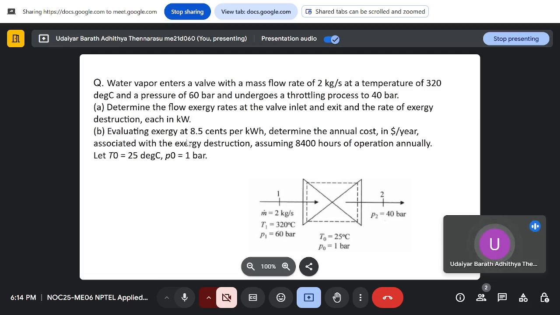Next, evaluating exergy at 8.5 cents per kilowatt hour, determine the annual cost. Here the problem is given in dollars per year, where 100 cents is $1. For simplicity, we can say 8.5 paise and rupee, because 100 paise is 1 rupee. Assume 8,400 hours of operation annually, with T naught as 25 degrees Celsius and P naught as 1 bar.